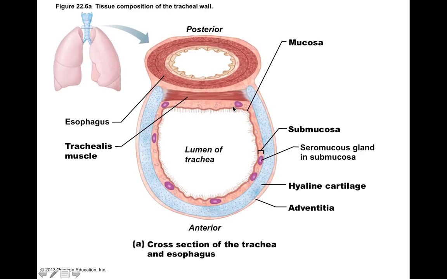Okay. So right here, you guys, you see some mucus glands. These mucus glands actually secrete mucus into the lumen. And so it's the mucus that traps the debris, but it's the cilia that move it.